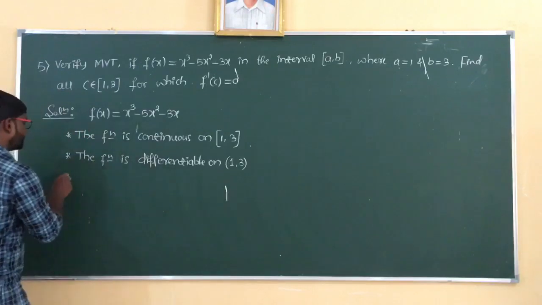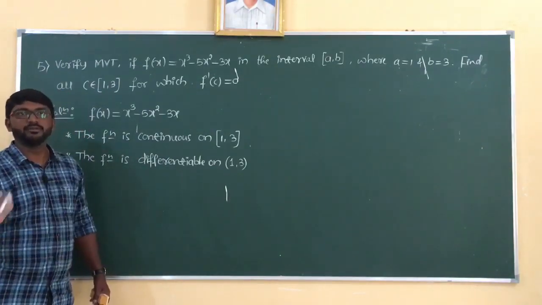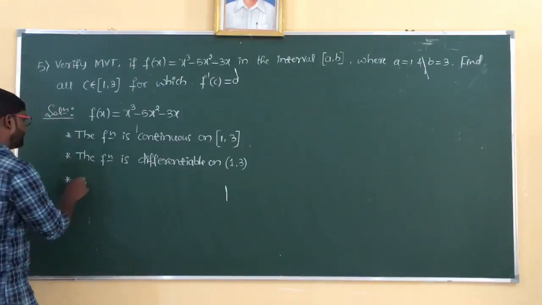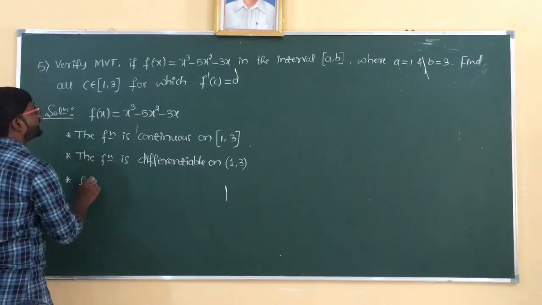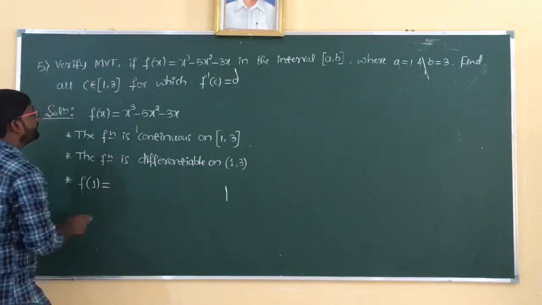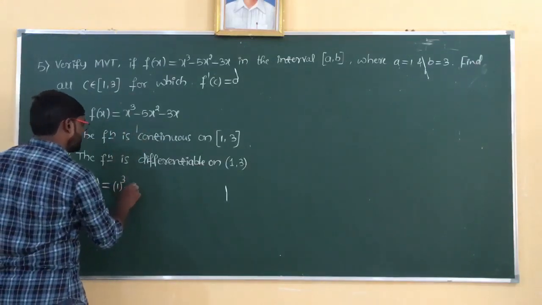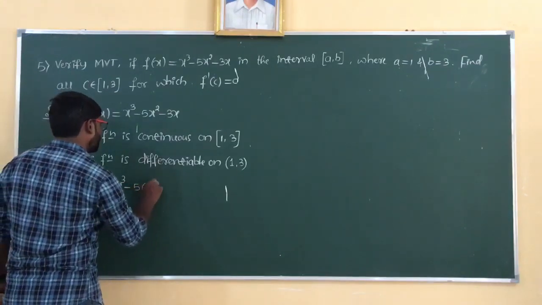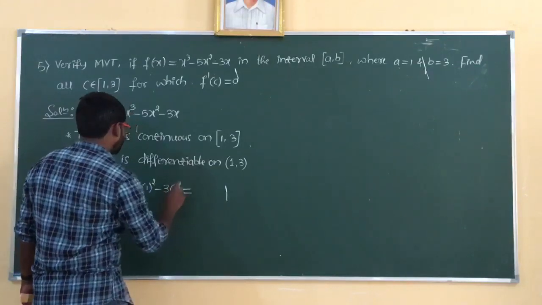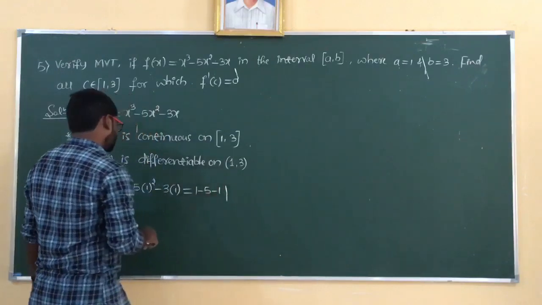Then we have to check the values of f of a and f of b. In mean value theorem, both should not be equal. So now I will go for f of a, that is f of 1, which is equal to, substitute in this now, 1 cube minus 5 into 1 square minus 3 into 1, which is equal to 1 cube value, it is 1 minus 5 minus 1 minus 3.